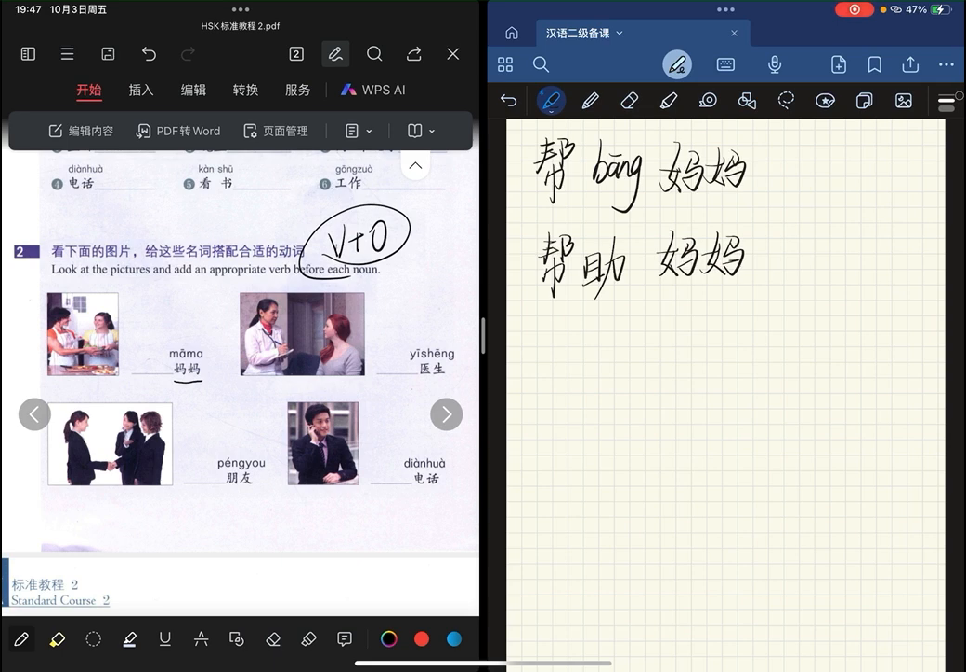So in the second picture, this woman is seeing a doctor, right? So the doctor is the object. Seeing the doctor, in Chinese we use 看. Seeing a doctor, 看医生.